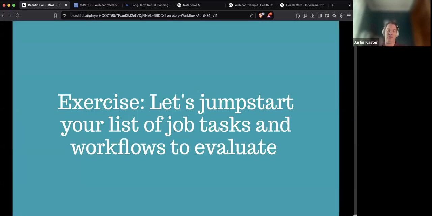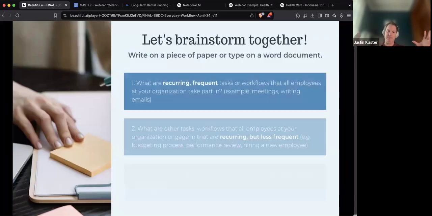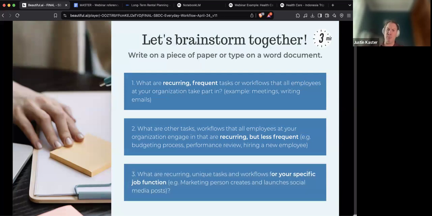So I want to start off with this interactive slide here with a little exercise, okay? I want you to get a piece of paper if you prefer something tangible and you want to write down. Grab a blank piece of paper, a pen or pencil, or open a Word document, okay? And I'm going to give us a few minutes. We're going to get started thinking about tasks and workflows that might be candidates for integrating generative AI.